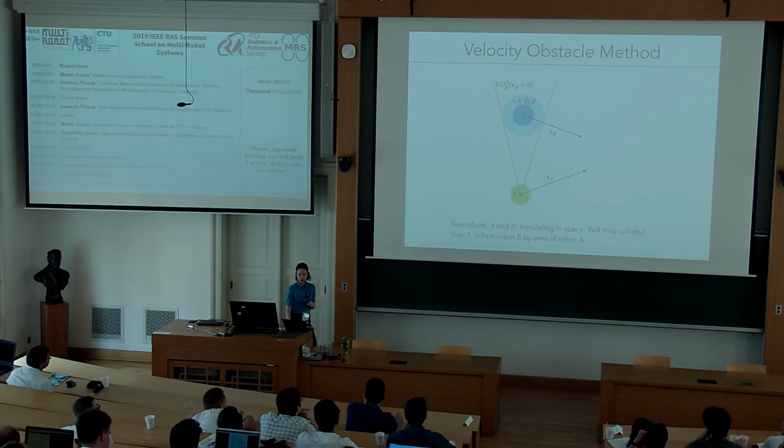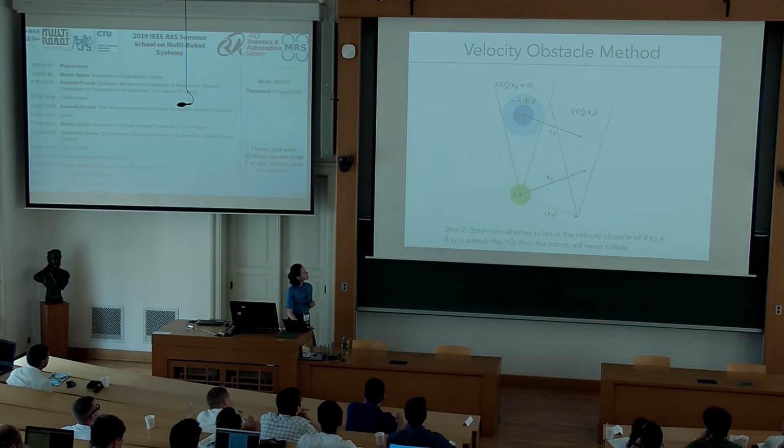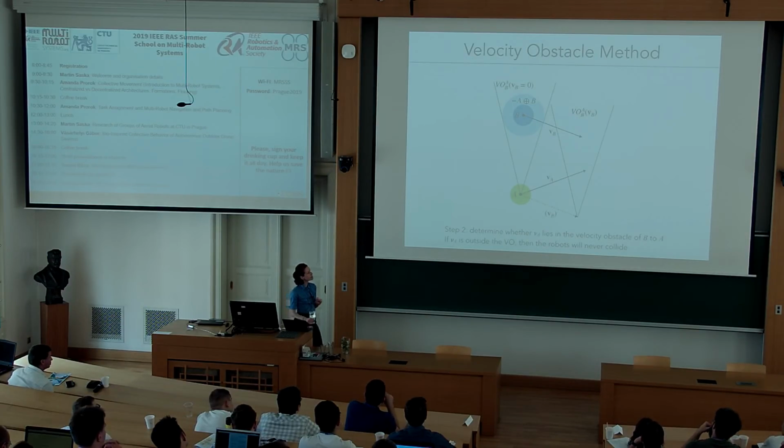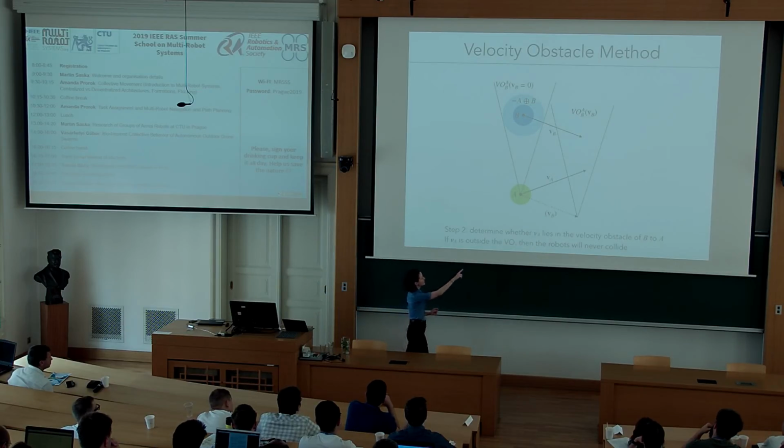So now what we need to do is say, well, robot B is actually also moving. And so the simple extension of this is to say, okay, I'm now going to move this velocity obstacle by taking the position of robot A as the apex of this velocity obstacle, and I'm going to translate it by the velocity of robot B. And this gives me this new velocity obstacle of robot B with respect to A, which is this second cone here.